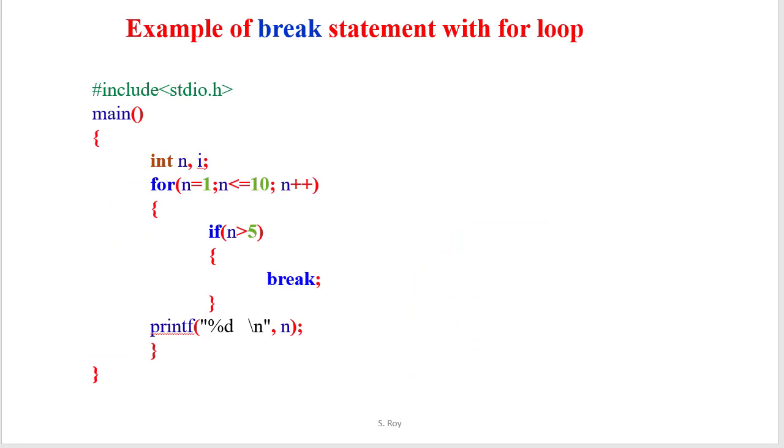Now I will explain the break statement with a programming example. This is the break statement used in a for loop: for n equal to 1 to 10, n plus plus. If n is greater than 5, when this condition is satisfied, the break statement will be executed. After this, we are printing the value of n. Say the value of n goes from 1 to 10.